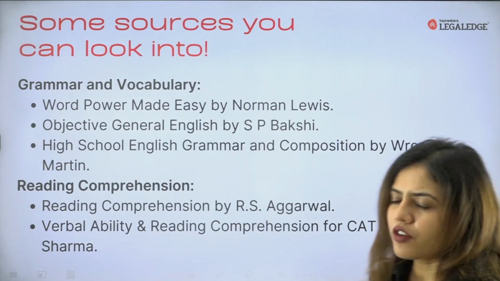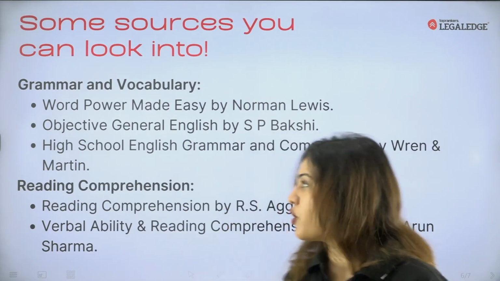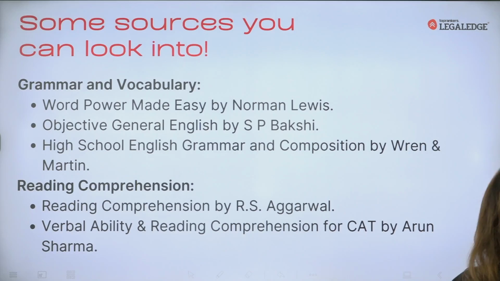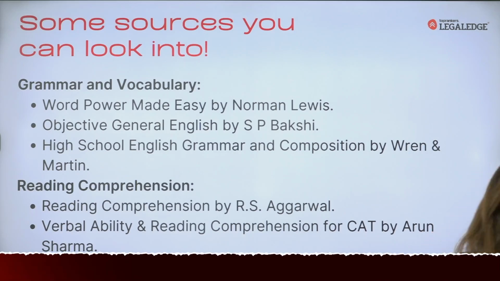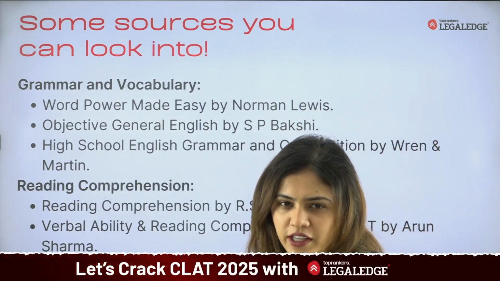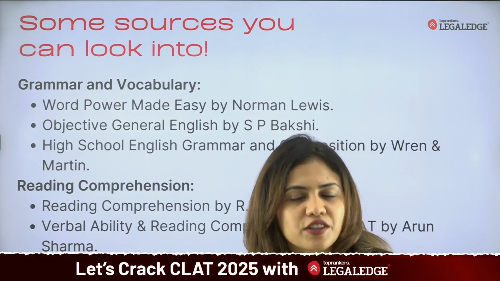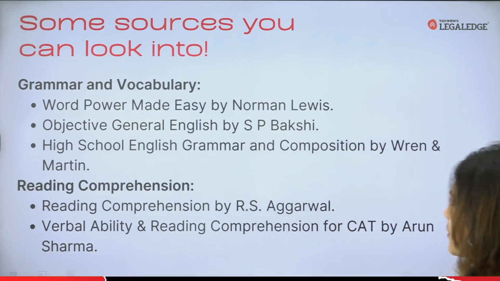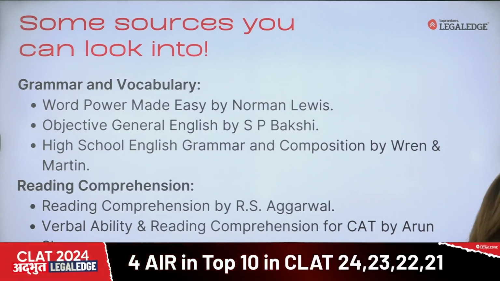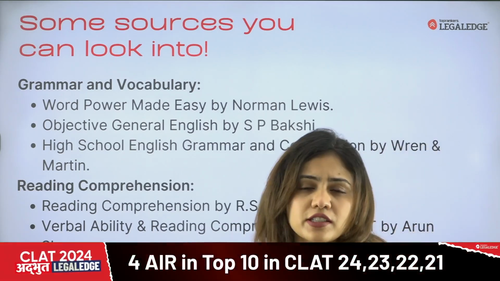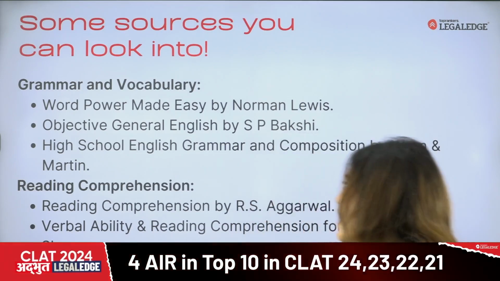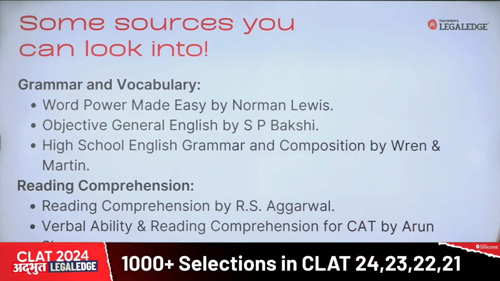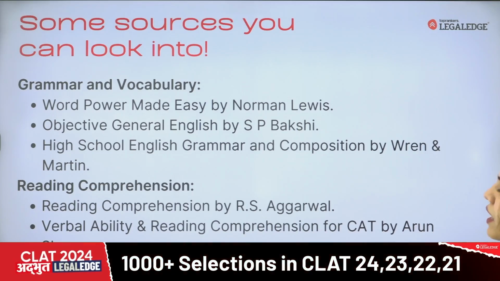So for grammar and vocabulary, Word Power Made Easy by Norman Lewis. Now this is one book which if you get done at least twice before the examination, I think most of the things you've already got covered. Then there is Objective General English. Now, this will help you with grammar. It also has passages. And then there is obviously Wren and Martin, High School English Grammar and Composition.